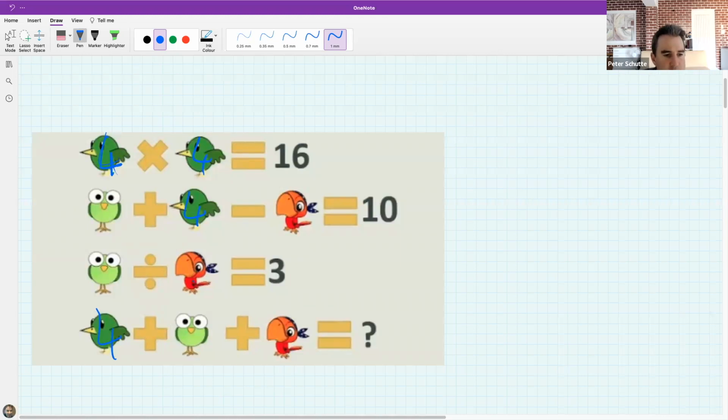What divided by what? Let's try. What do we have? 6 and 2? No, 12 and 2. No. What divided by what gives you 3? So we could have 9 and 3. Does that work? You could have 9 and 3, or you could have 12 and 4.